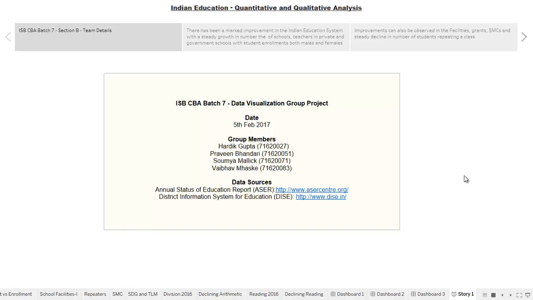We are presenting a quantitative and a qualitative analysis on the Indian education system for which we have used certain data sources. The first one is the ASER, or the Annual Status of Education Report, and the DISE system, which is the District Information System for Education. So let us move to the first slide.